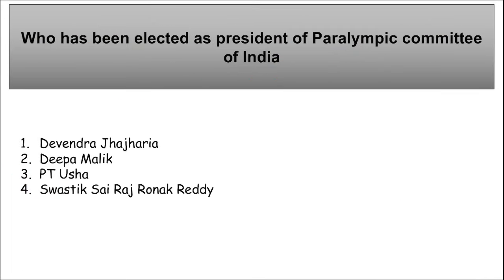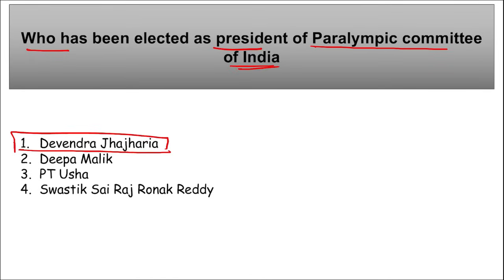Next is who has been elected as the president of Paralympic Committee of India. So Devendra Jajaria has been elected as the president of Paralympic Committee of India. Right? He succeeded whom? He succeeded the para athlete Deepa Malik, correct, as the president of Paralympic Committee of India, whose term ended on 31st of January 2024. Right? Important, take a note of it.